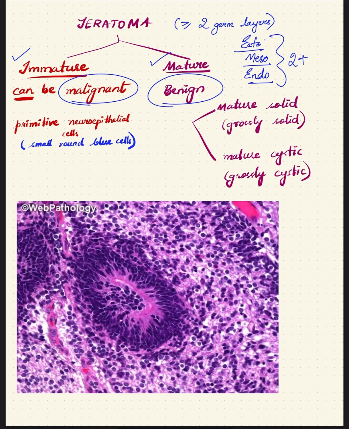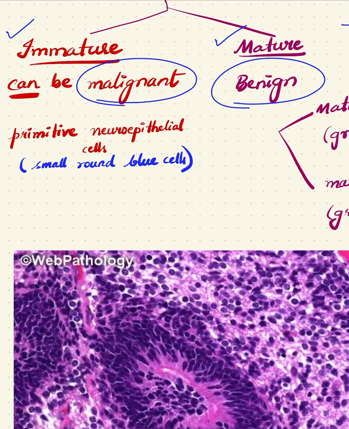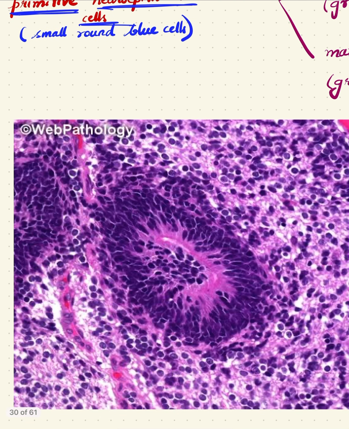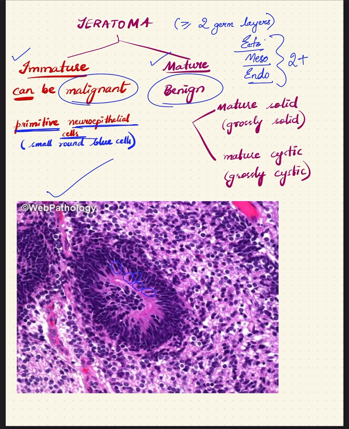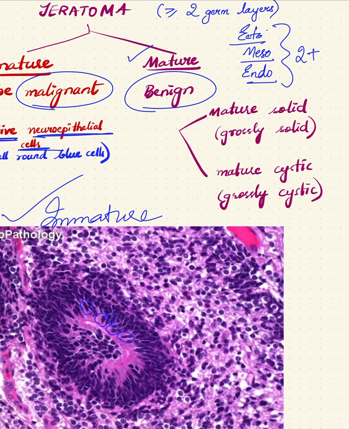How do you label an immature teratoma? Just by identifying one element, that is the presence of primitive neuroepithelial cells. This is the only identifying factor to label it as an immature teratoma. Primitive neuroepithelial cells can be identified as small round blue cells. Presence of small round blue cells means primitive neuroepithelial cells, so you can label it as an immature teratoma.